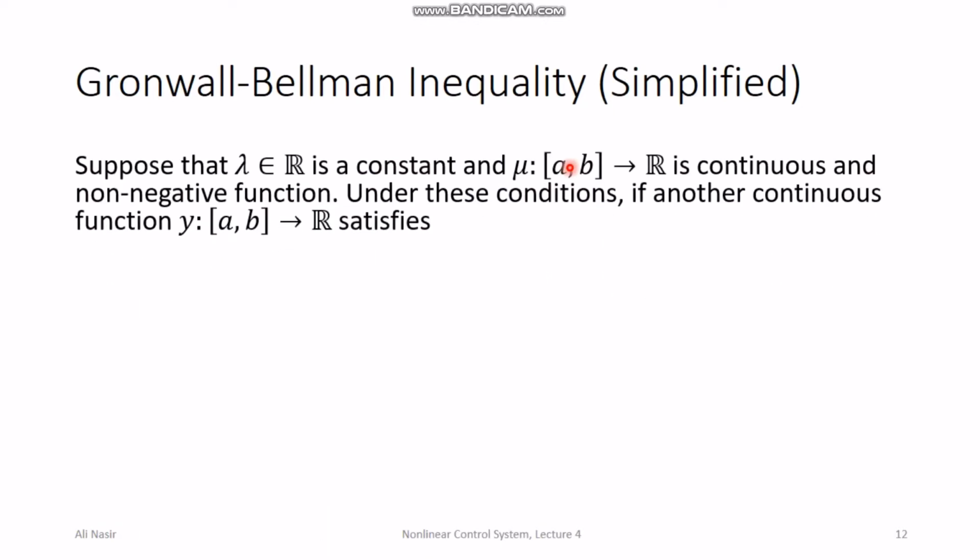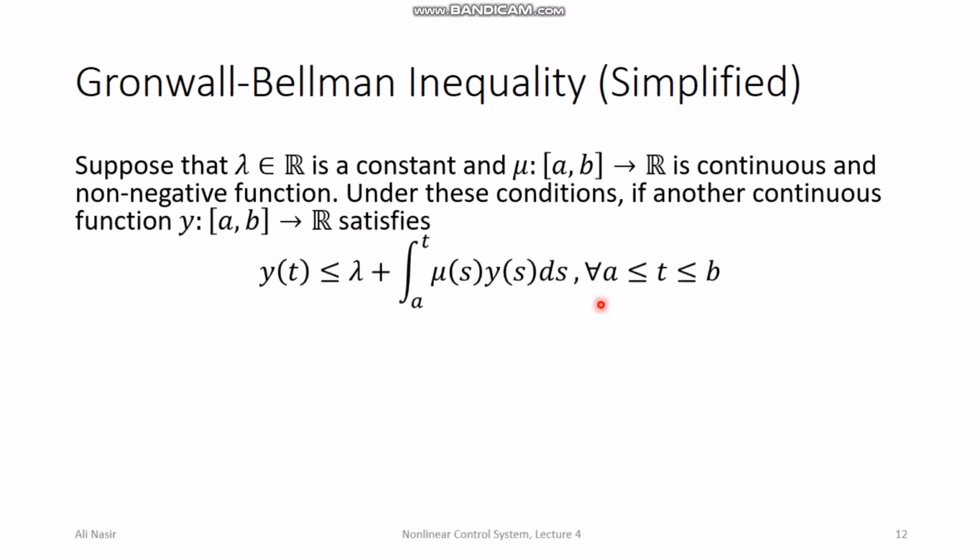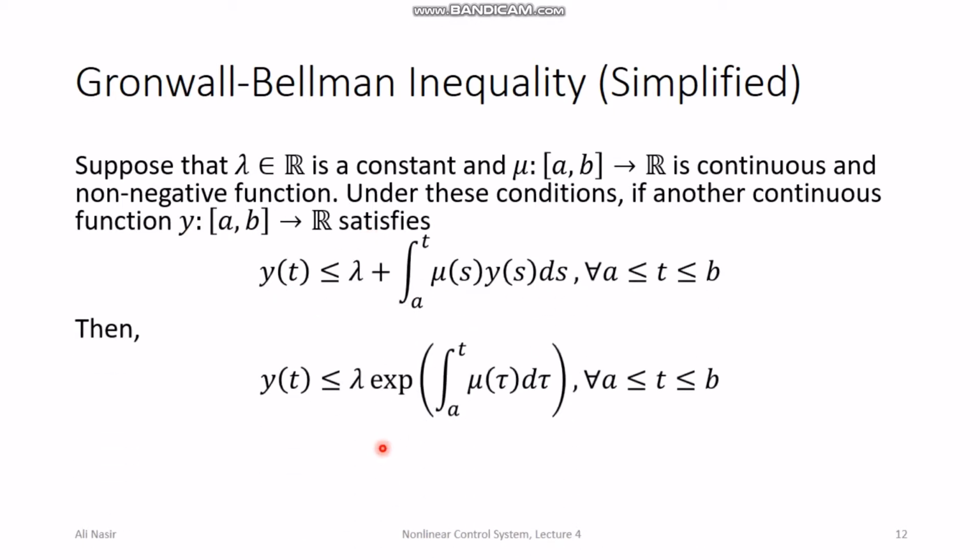So finally, before we finish the lecture, we will just discuss one inequality, the Gronwall-Bellman inequality. We will discuss this inequality briefly in this lecture, and then we'll continue this discussion into the next lecture. Suppose that we have a constant lambda and we have a continuous function mu from the interval a, b to real numbers, and this continuous function is non-negative. Under these conditions, if we have another continuous function y that satisfies this inequality, then y will also satisfy this inequality.